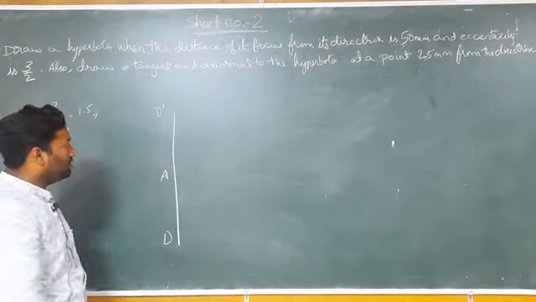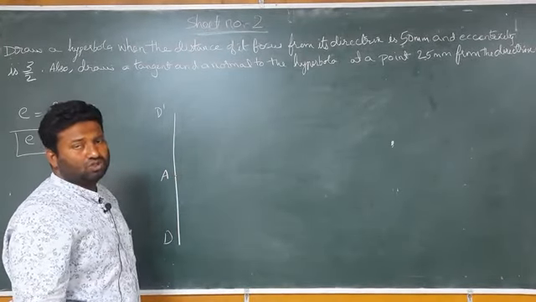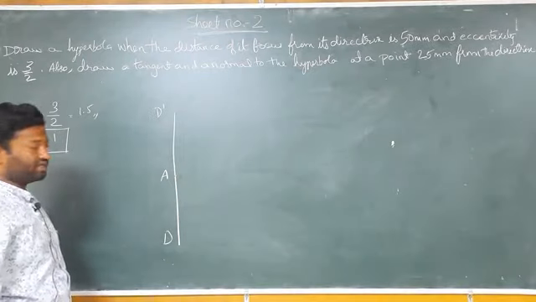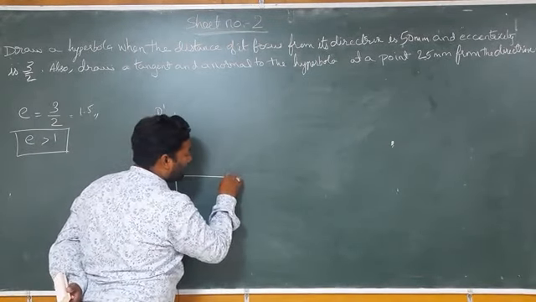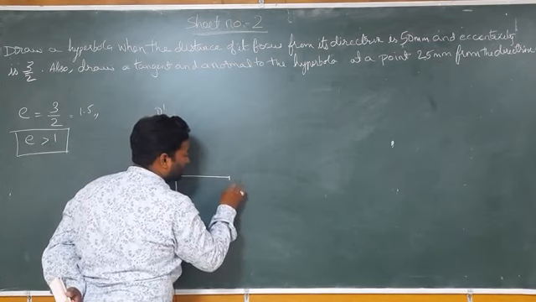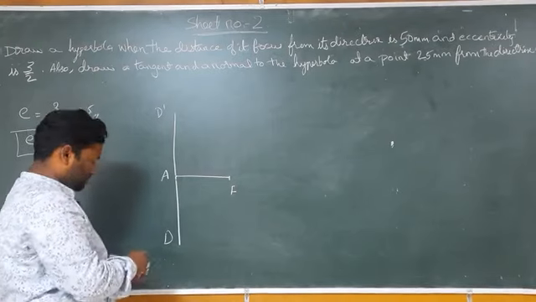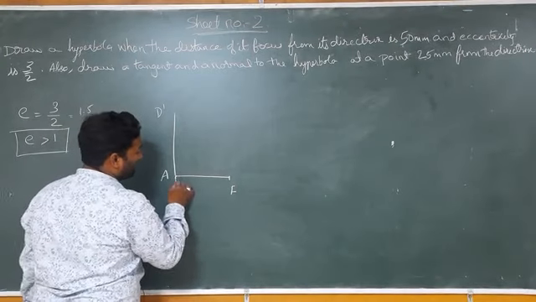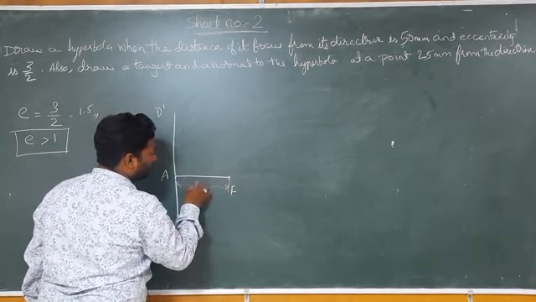But before that, from A, we have to draw the focus. The focus is 50 mm from the directrix. So I have selected a point A. From here, I will mark the focus point by taking the distance from the directrix as 50 mm. So here, the distance from the directrix for the focus is given as 50 mm.